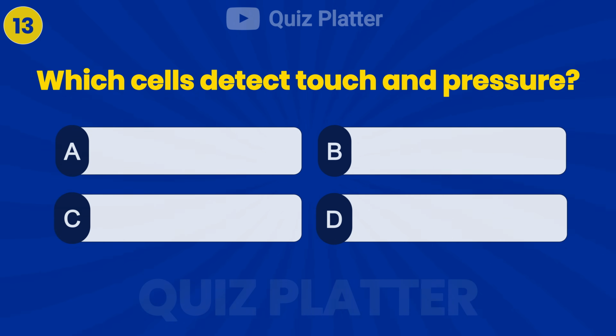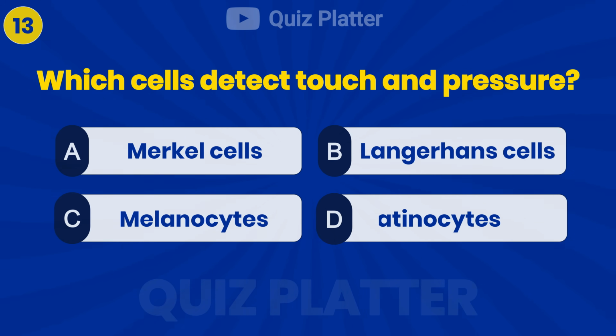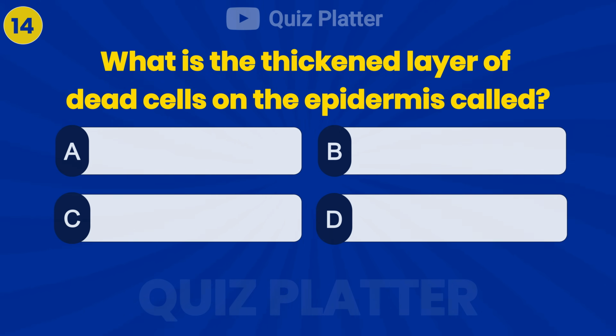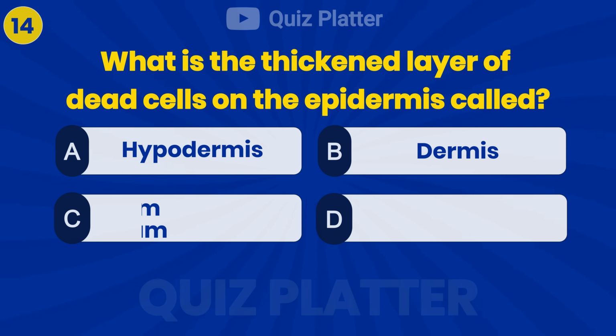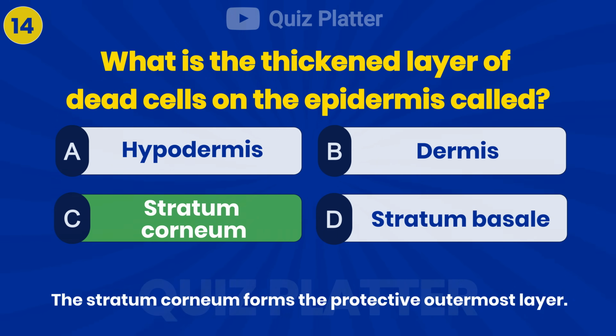Which cells detect touch and pressure? Answer: A. Merkel cells. What is the thickened layer of dead cells on the epidermis called? Answer: C. Stratum corneum.